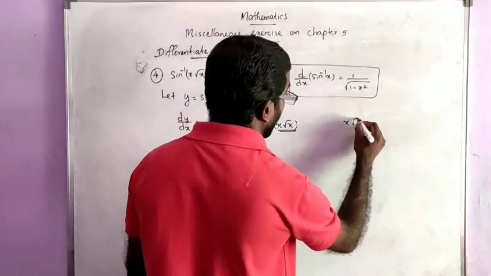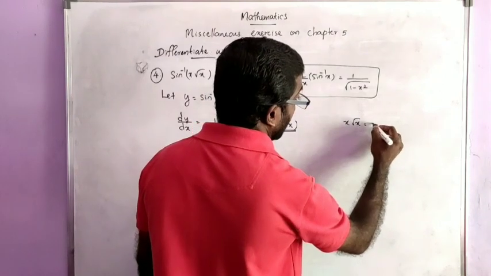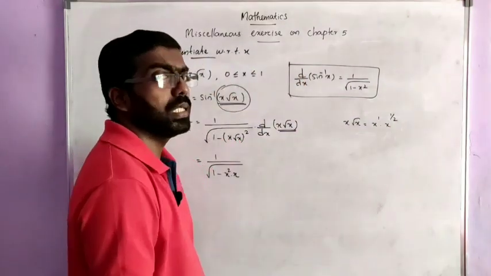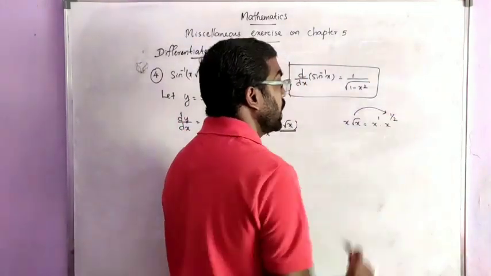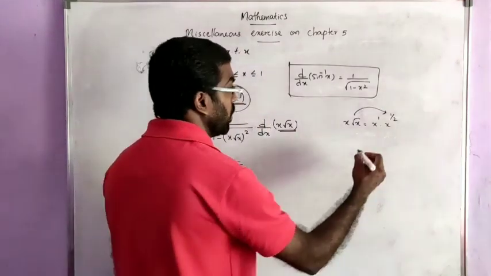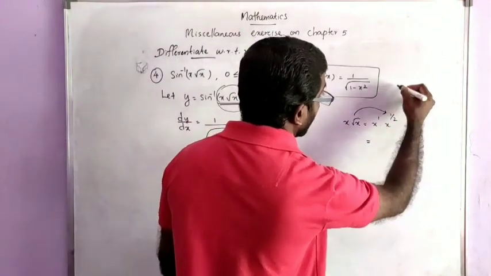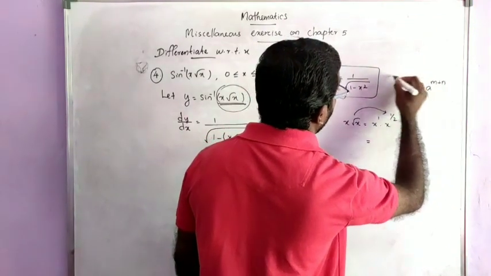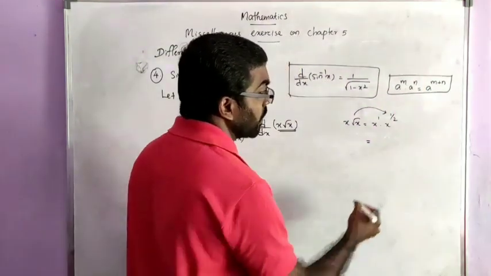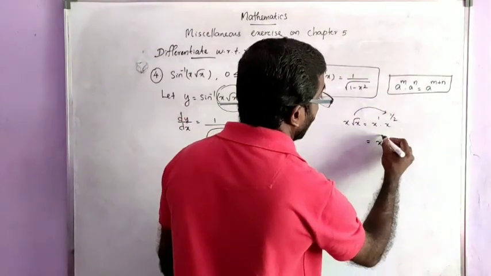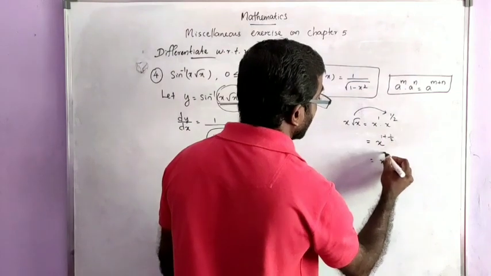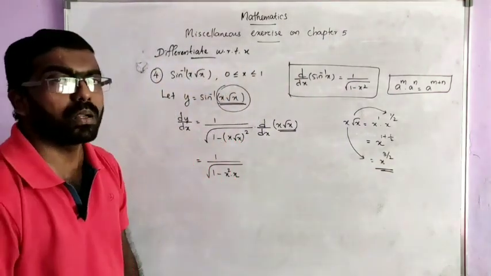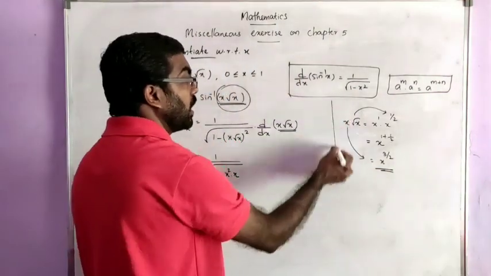First of all, this x root x can be written as x raised to 1 into x raised to 1 by 2. Root x is x raised to half, so we can write x into x raised to 1 by 2. Now we can combine these two using the result a raised to m into a raised to n is equal to a raised to m plus n. Okay, so here x raised to 1 plus 1 by 2 and it is x raised to 3 by 2.